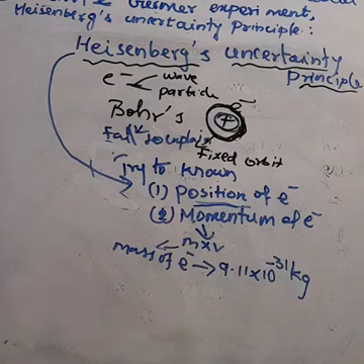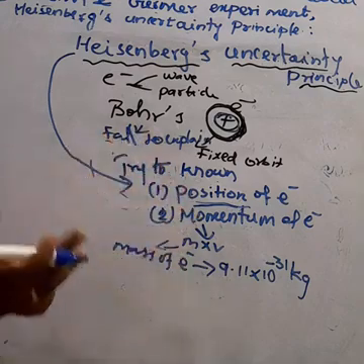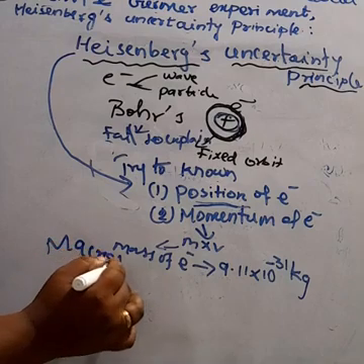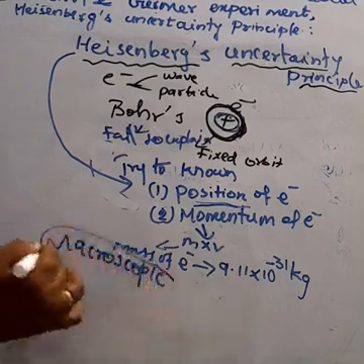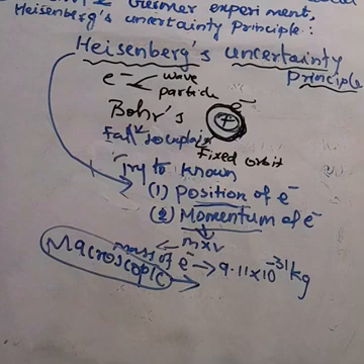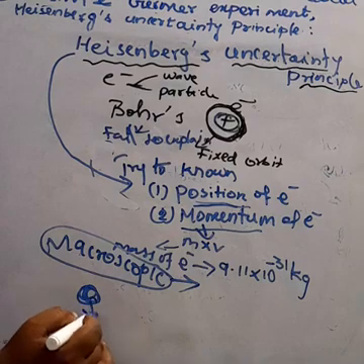Electron is a very tiny, microscopic particle. It is very difficult to find out the position it revolves in and the speed at which it revolves. But in case of a macroscopic particle, we can easily find the position and momentum. Momentum is mass times velocity, m into v. For example, if we are throwing a ball, we know the mass of the ball.